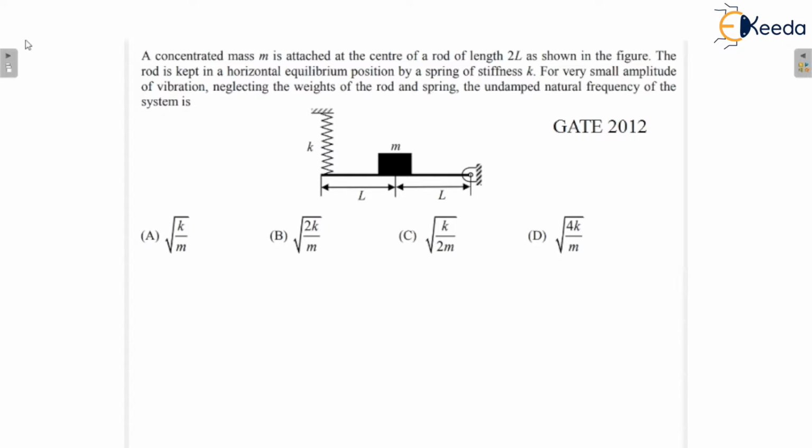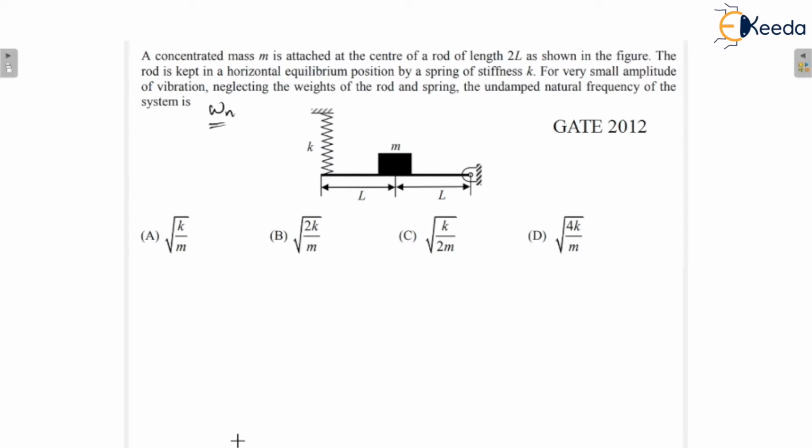In the question it is written: a concentrated mass M is attached at the center of a rod of length 2L, as shown in the figure. You can see this is a rod having length 2L and it is having a concentrated mass M. The rod is kept horizontally in equilibrium position by a spring of stiffness K. For a very small amplitude of vibration, neglecting the weight of the rod and spring, the undamped natural frequency of the system is, that means we have to calculate omega n.